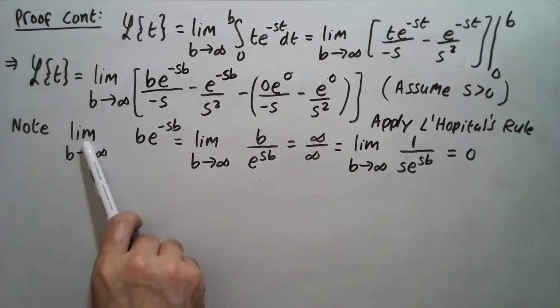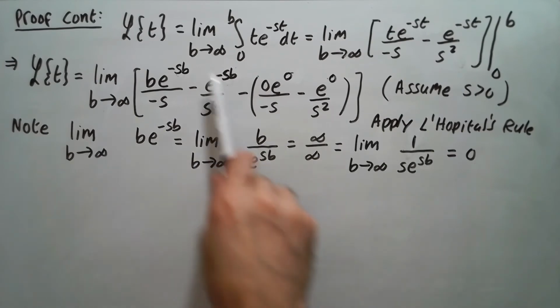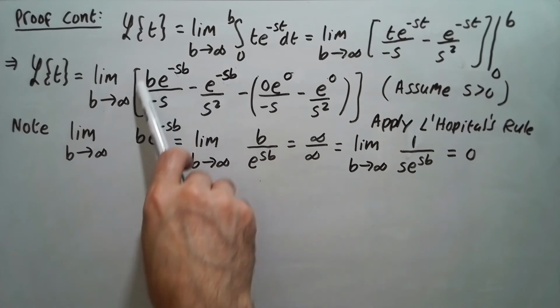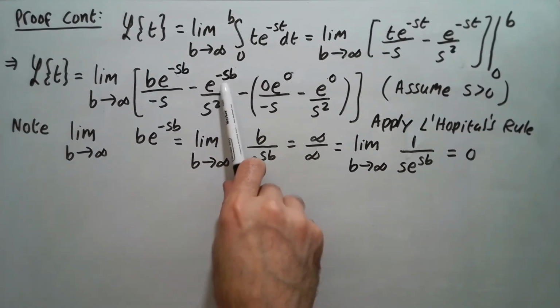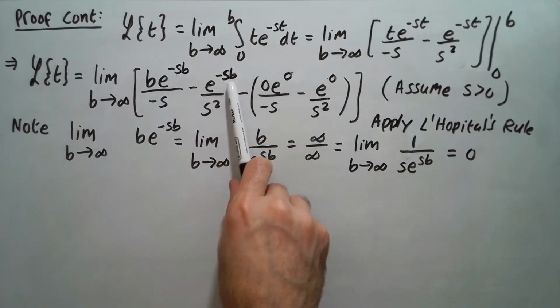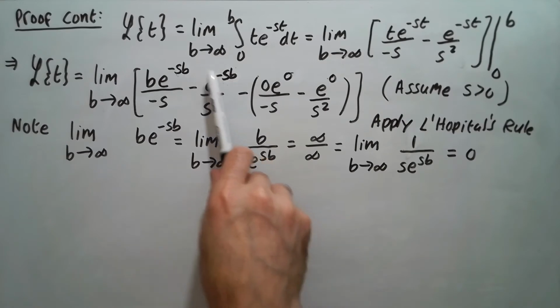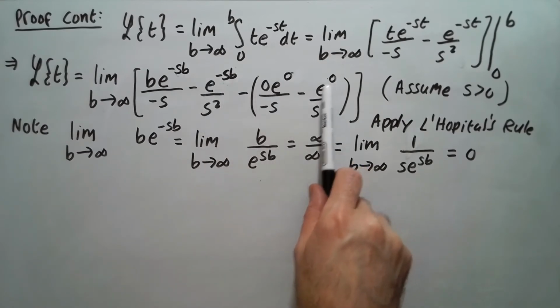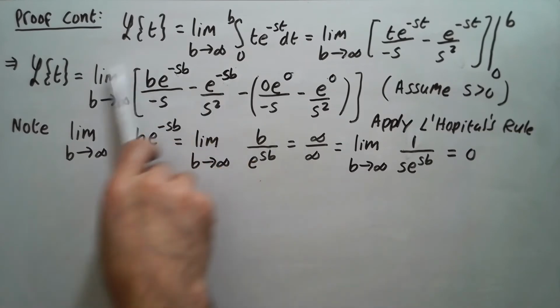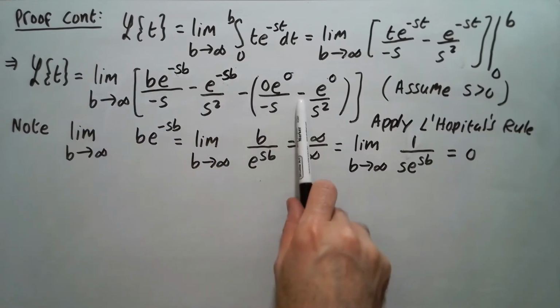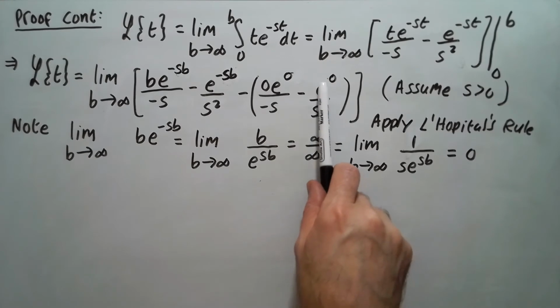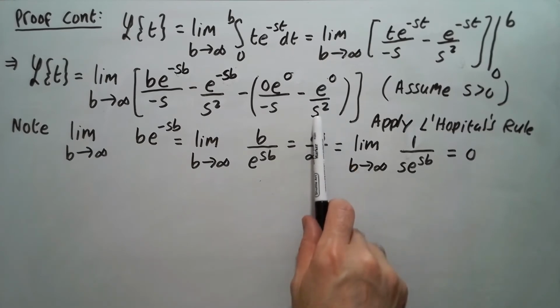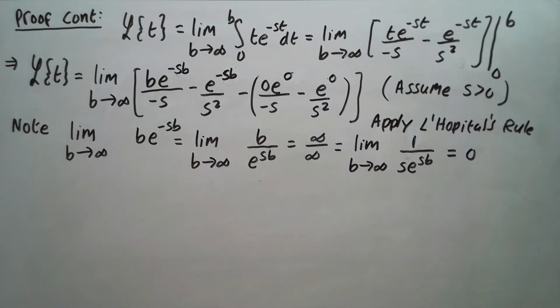So it means this will be 0 right here. And for e to the minus sb, that limit will also be 0 because that'll be 1 over e to the infinity, and that's gone. And e to the 0 is 1. So minus times minus will be plus here. Looks like this whole thing will be 1 over s squared. So let's write it here.